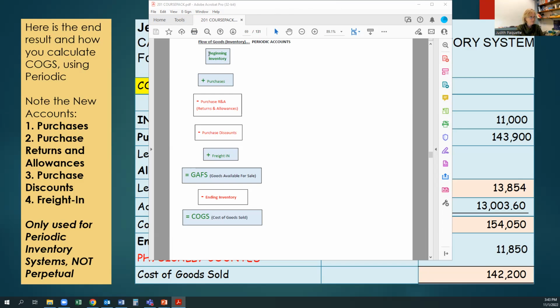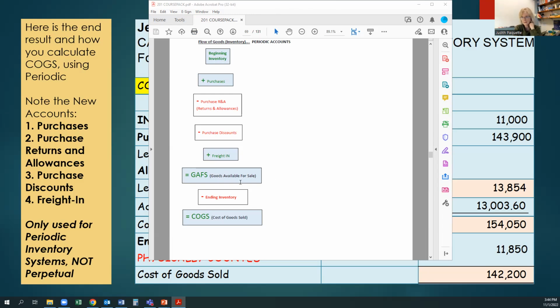So if we had a beginning inventory, we'd have that plus purchases minus purchase returns and allowances minus purchase discounts plus freight in. That's 5 items. Add them all together and you get goods available for sale. So this is like you going to the ATM Friday night and getting $60 out. You already had 20 bucks in your wallet. Now you have $80 to spend.